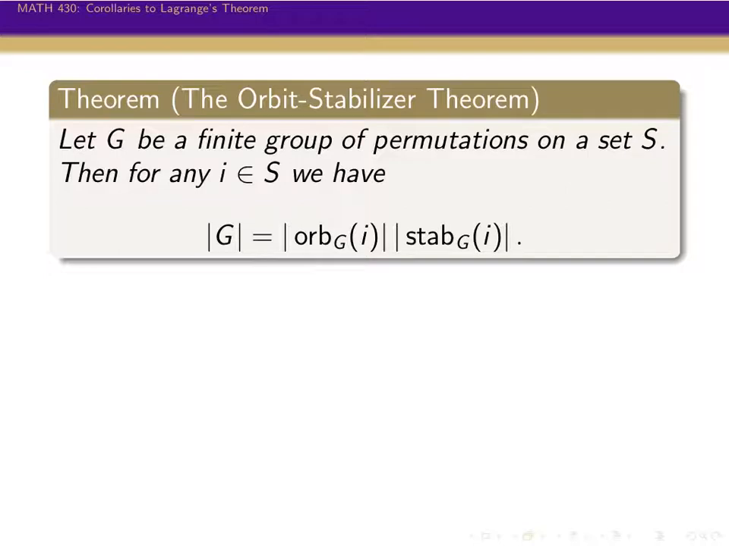And so what the orbit stabilizer theorem says is that if G is a finite group of permutations on a set S, then for any i in S, we have that the size of the group is equal to the size of the orbit of i times the size of the stabilizer of i.